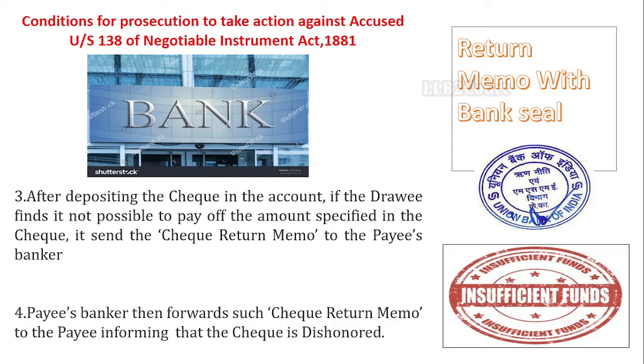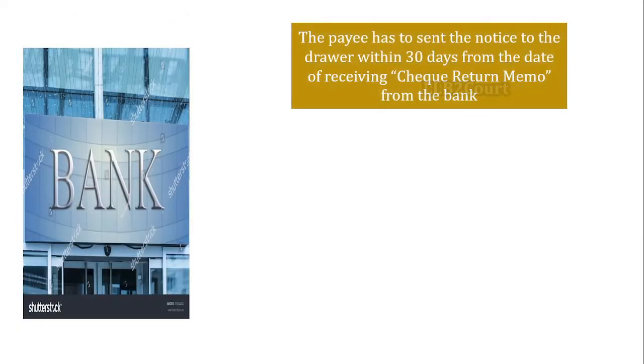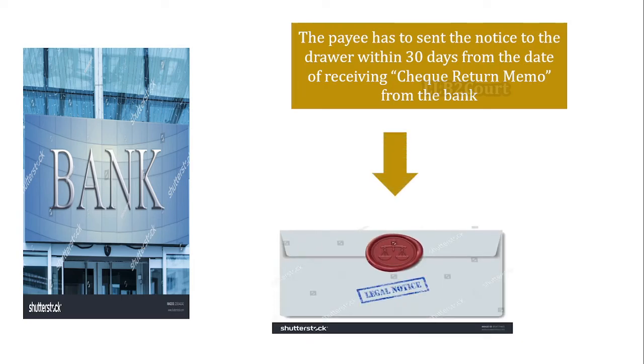So the payee's banker will forward that memo to the payee, informing that the check is dishonored due to insufficient funds. After receiving the check return memo from the bank, if the payee is willing to proceed legally, then he has to send the notice to the drawer within 30 days for the repayment of the check amount.